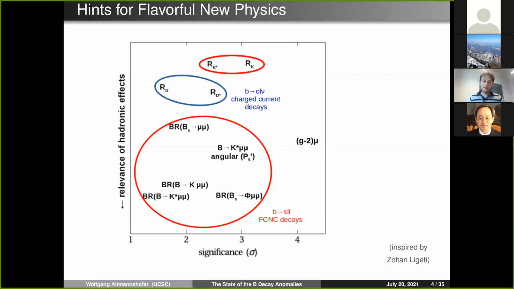In my opinion, g-2 is a very interesting observable as well. We'll come back to g-2 at some point in this talk, but I will mainly focus on these rare B decay anomalies.